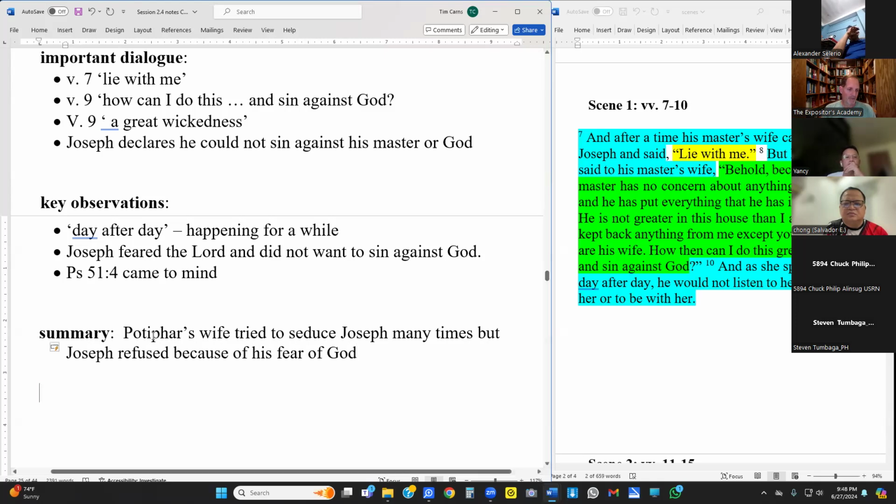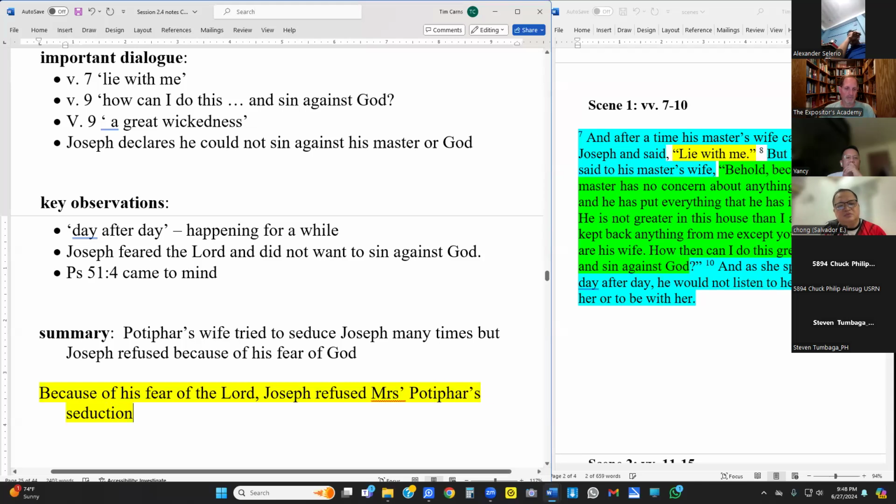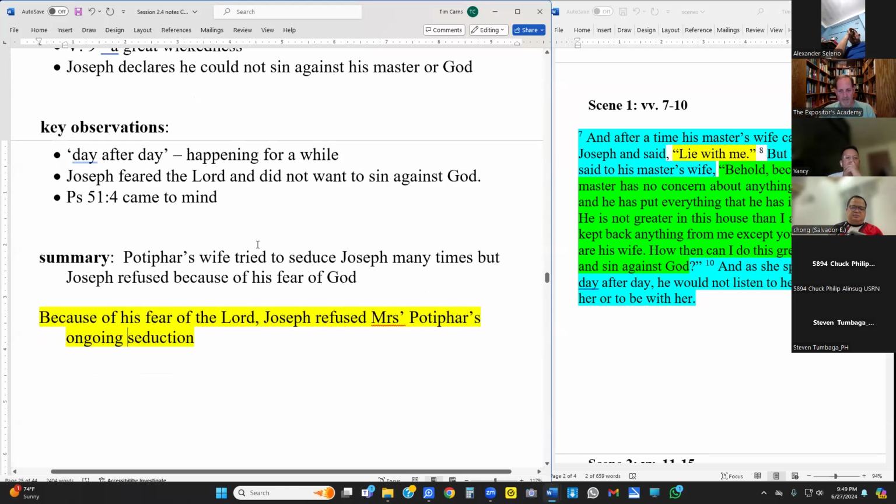We could maybe say something like, because of his fear of the Lord, Joseph refused Mrs. Potiphar's seduction. That would be another way to say it. Something like that. Again, just focusing on the key events of the scene.